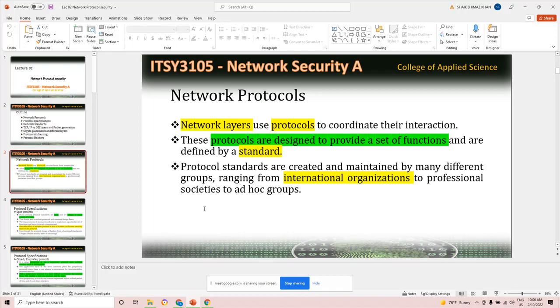So, what is a network protocol? Network layers use protocols, and protocols are designed to provide a set of functions that are defined by standards, and the standards are defined by international organizations. Let us discuss with examples, then only you will understand.